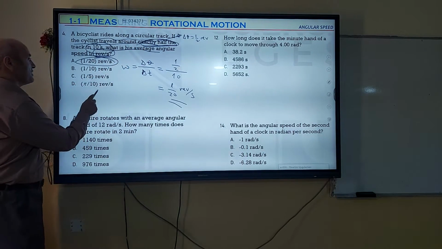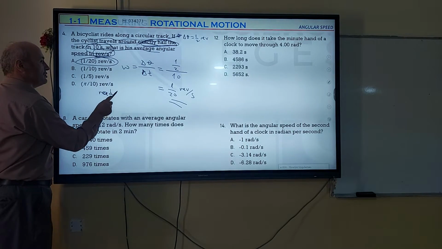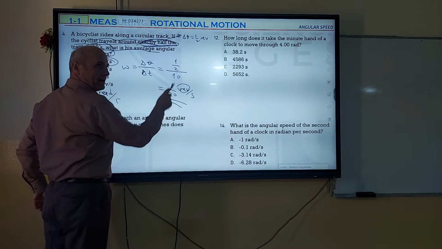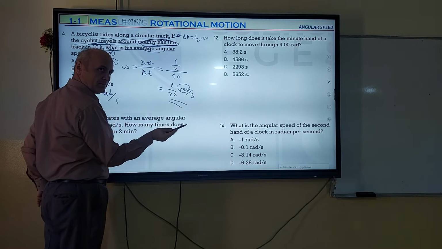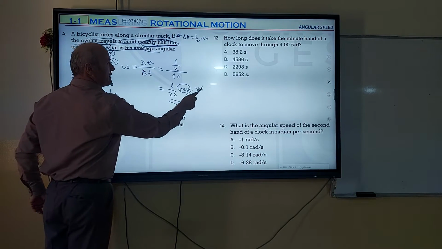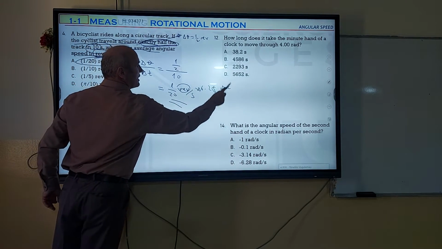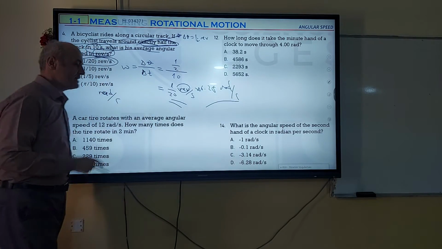But if the choice were given as radian per second, what should we do? We are going to multiply this by 6.28. Only multiply by 6.28. You will get the result as radian per second.